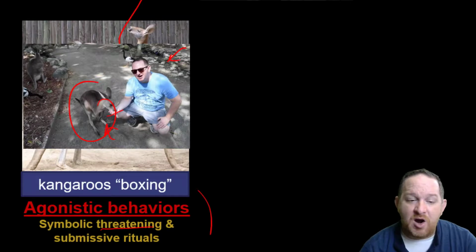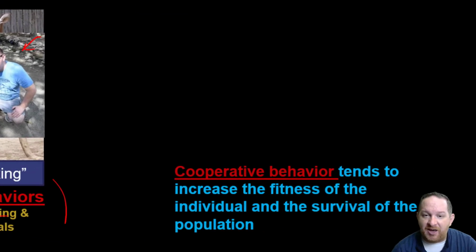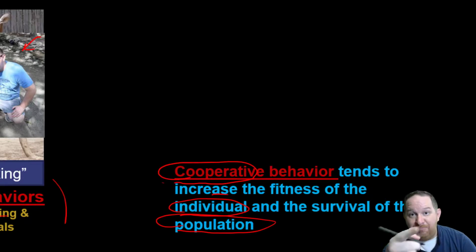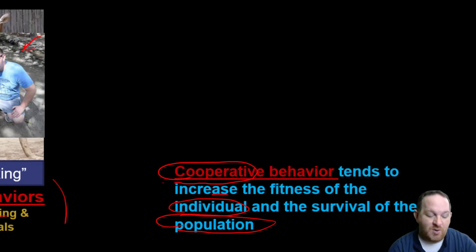So dominance hierarchy, agonistic behavior, and then another one, probably one of the more common that we see in more evolved species, is this idea of cooperative behavior. This is when there is an increase in the fitness of an individual because of the increase in the fitness of the population. When the population does better, the individuals which make up the population do better as well.